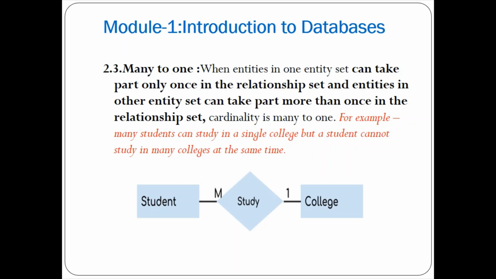Let us look at the ER diagram, which consists of two entities, student and college. By seeing this ER diagram, we can tell that many students can study in a single college, but a student cannot study in many colleges at the same time.